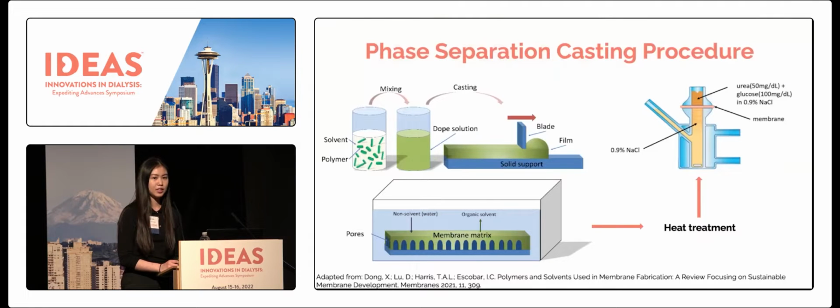So the method we chose is something called phase immersion precipitation, which I'm sure a lot of people are familiar with. Just a brief overview of this technique. A casting solution is created with polymer, solvent, and also additives, which are optional. Once that solution is homogeneous, we then cast it onto a solid support, which is often glass. And this is done using a blade, generally just in a lab setting. And this cast solution is at a specific thickness, generally on the order of several hundred microns.